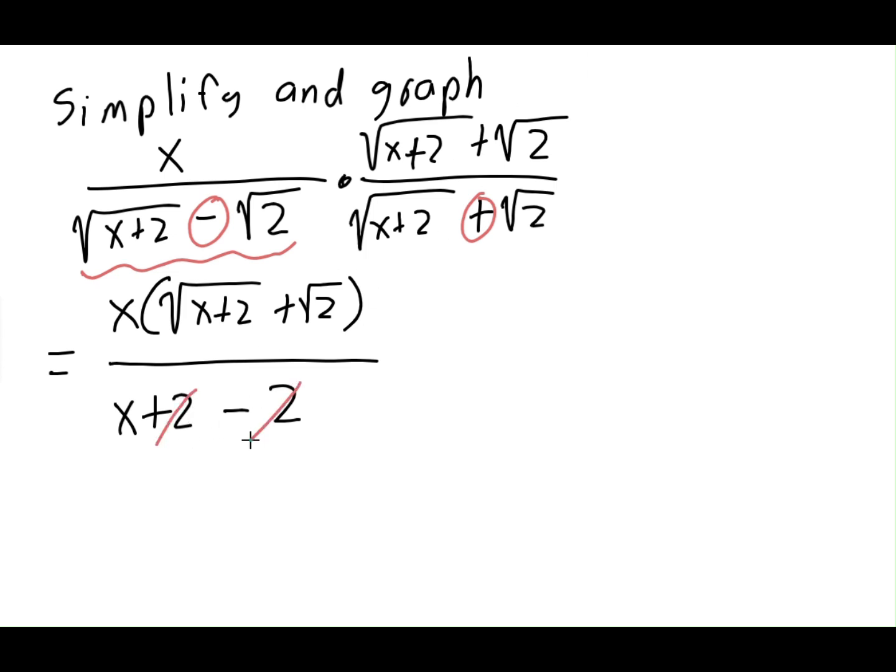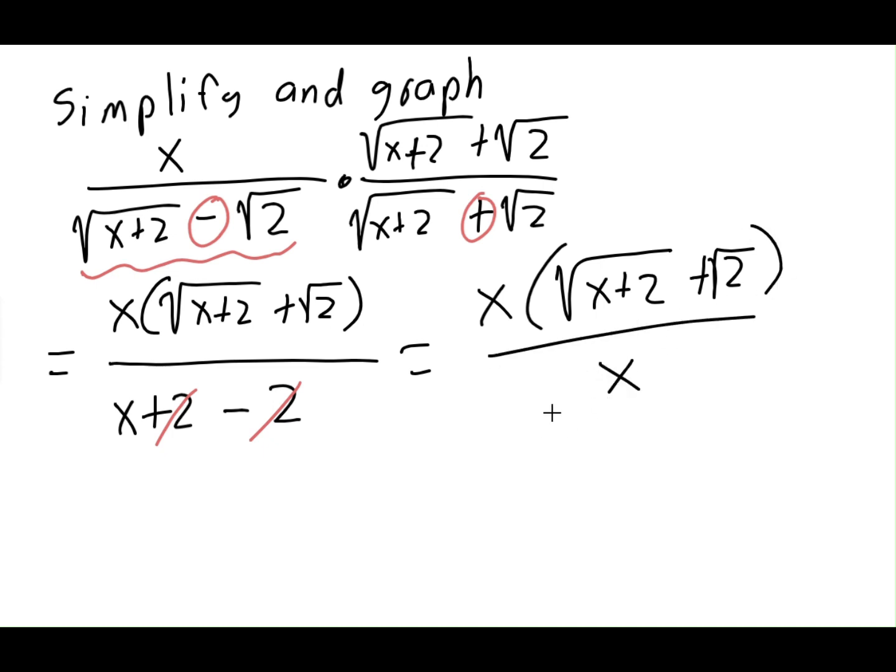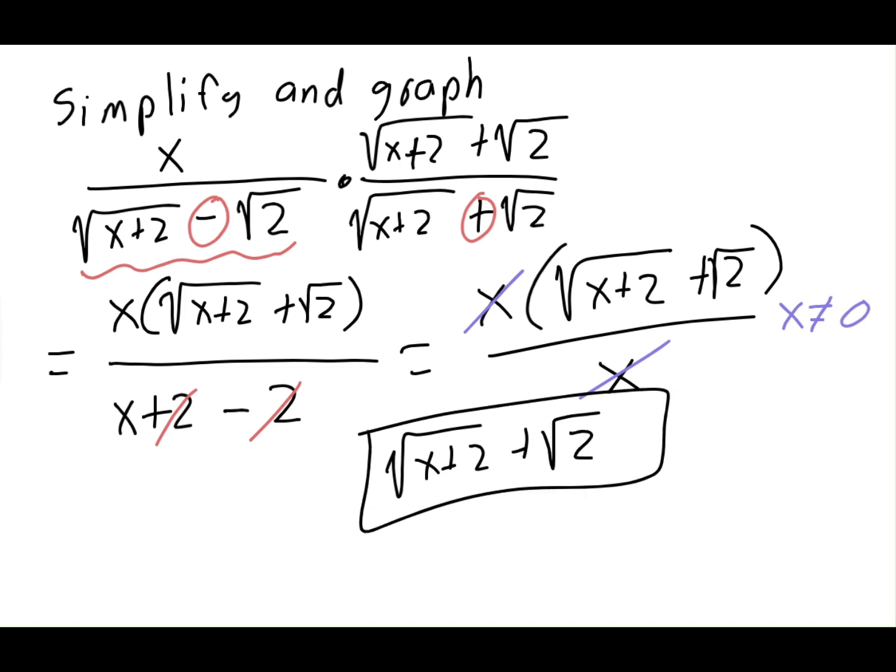So now the 2 minus 2 goes away. This is just x times the square root of x plus 2 plus root 2, all over x. So we can cancel out the x, assuming x is not equal to 0. And then we get the square root of x plus 2 plus the square root of 2. That is only assuming x is not equal to 0. Now, this is very useful in calculus. We will be doing a lot of these for something called a limit, which will require us to simplify in ways very similar to this. All right, let's take a look at another example.